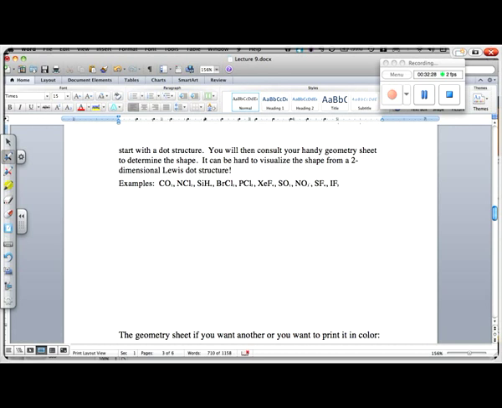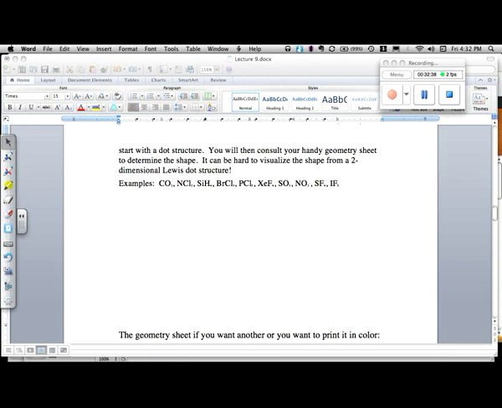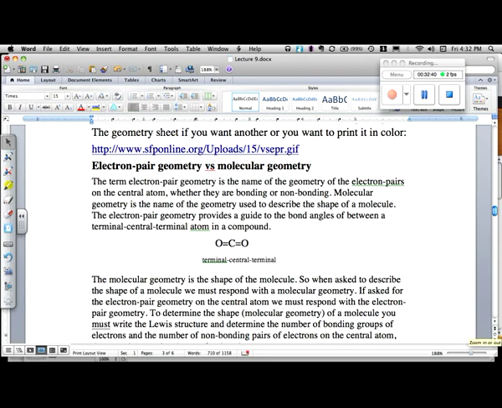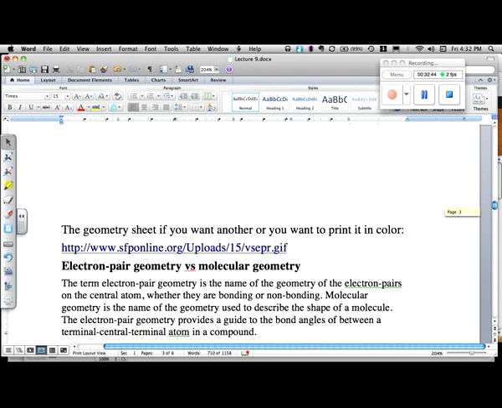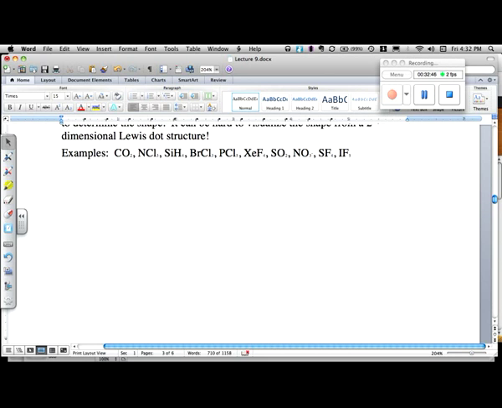Let's do, I believe that's NCl3. Let me just give it a little bit more magnification here so we can see those subscripts a little bit better. There we go. Oh, that's much better.